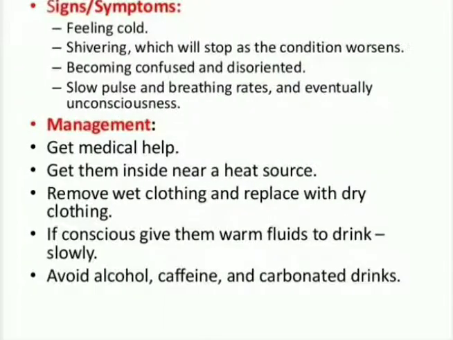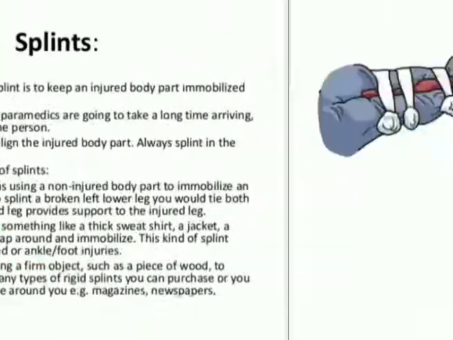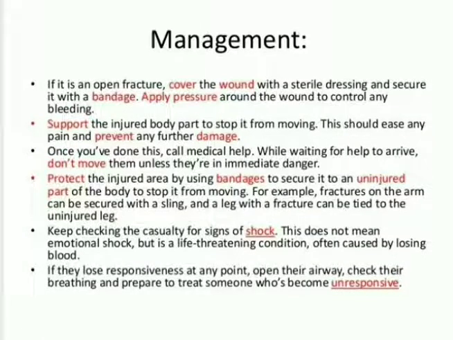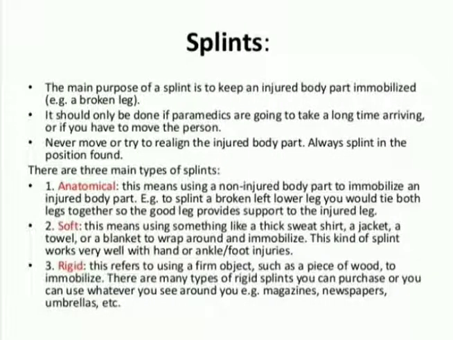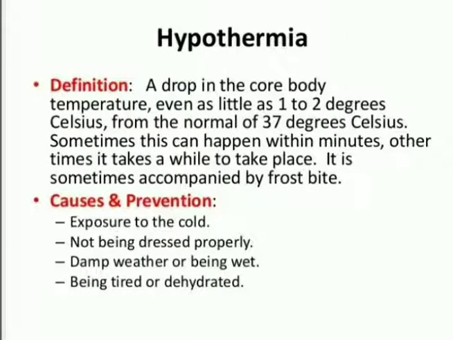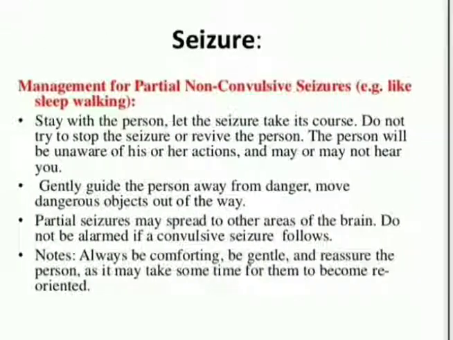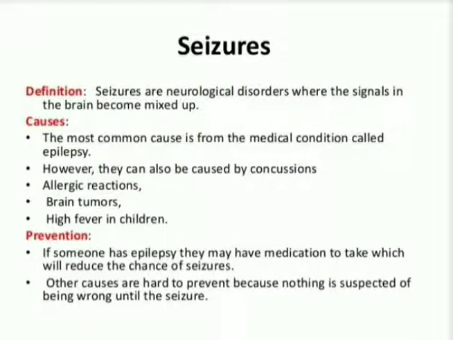Till now, we have discussed seizures, hypothermia, fractures, and splints. What is a fracture? A fracture is a break in the continuity of a bone. What is a splint? The main purpose of a splint is to keep an injured body part immobilized. And what is hypothermia? There may be a decrease of body temperature by 1 or 2 degrees Celsius. It is sometimes accompanied by frostbite. What is a seizure? It is a neurological disorder where the signals in the brain become mixed up.